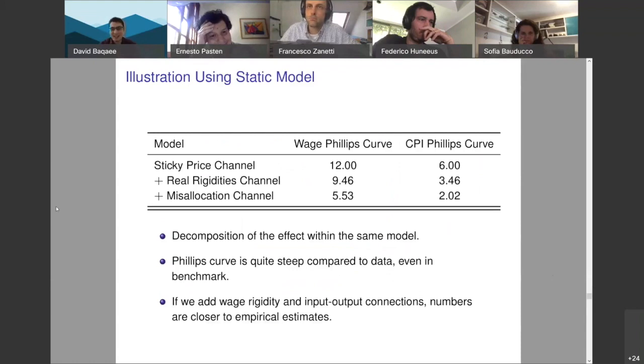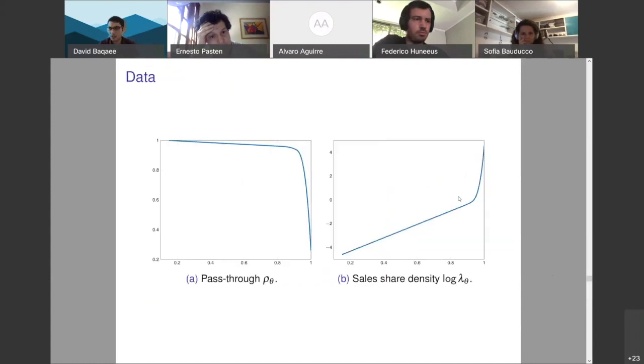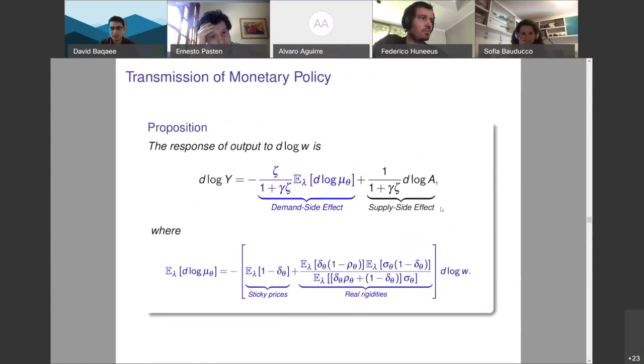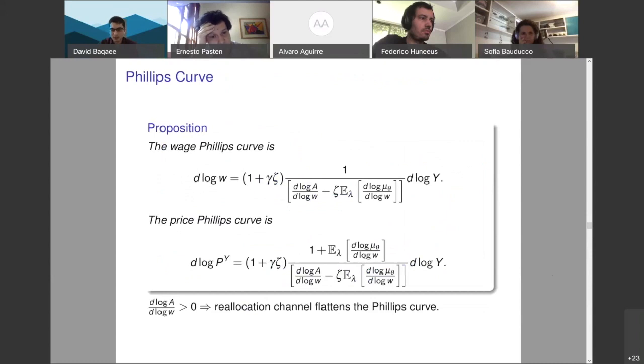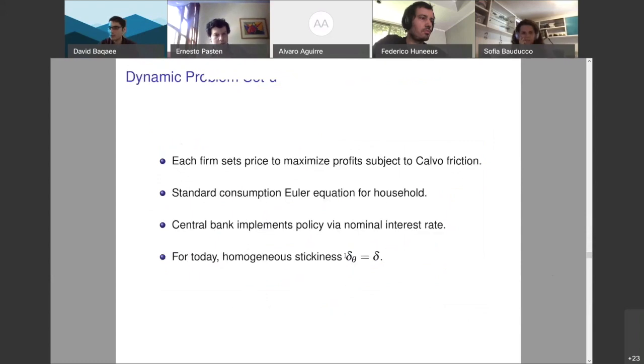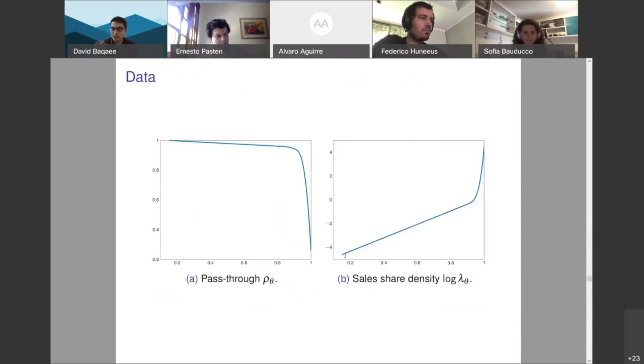Okay, good. So here we're plotting the wage Phillips curve and the CPI Phillips curve in the static model. In the benchmark static model, the wage Phillips curve has a slope of 5, the CPI Phillips curve has a slope of 2, and then we can see what the contribution of the different mechanisms are in the model. If I go through these Phillips curve expressions, I can turn on and off different parts of it to see how much it matters. So it's a decomposition of the effect inside the same model.